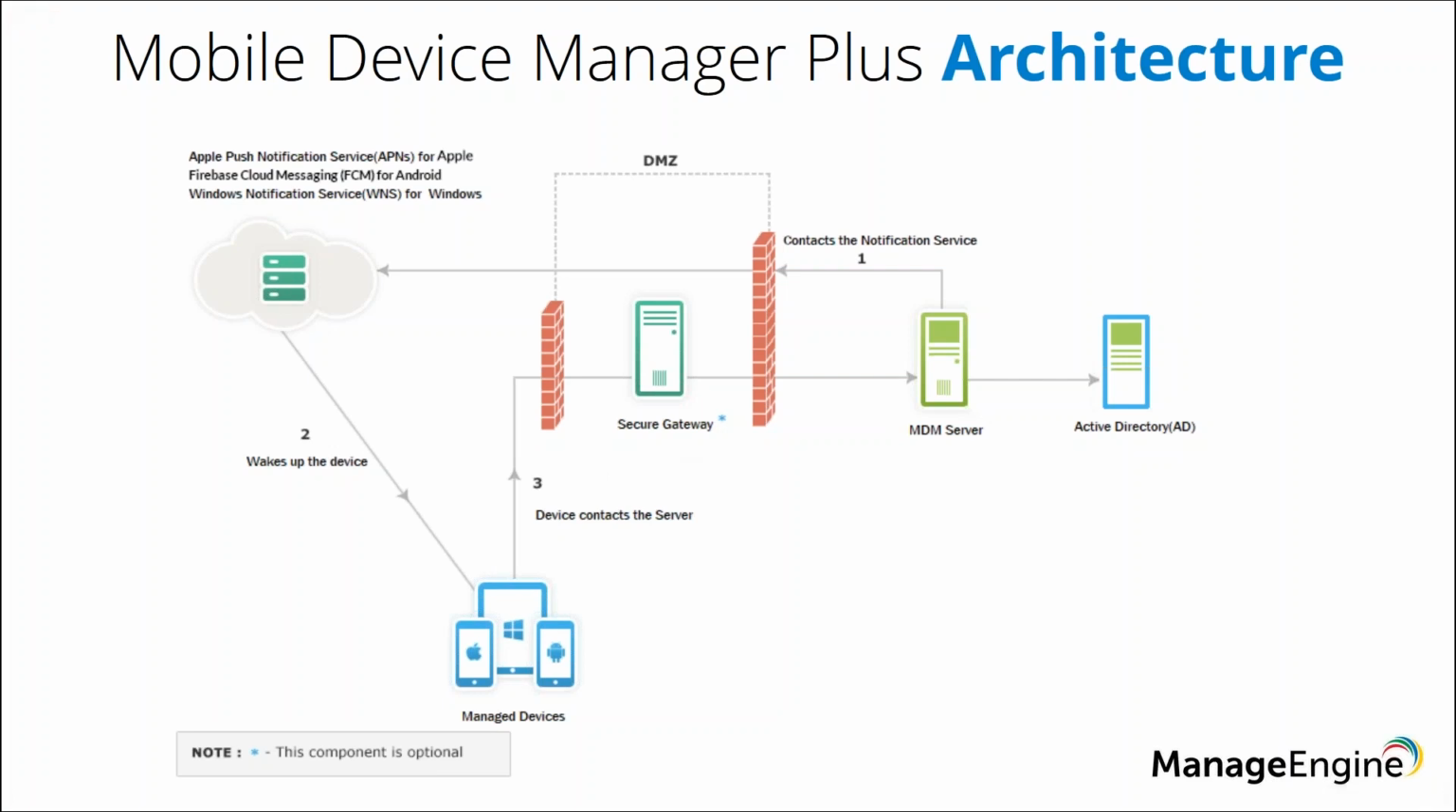And in case you are an on-premise customer and you don't want to expose your MDM server to the public internet, then you do have an external component called Secure Gateway, which will act like a relay server between your device and the server. So all the internet devices will try to communicate with the Secure Gateway, which will redirect the communications to the MDM server, thereby keeping this inside your corporate network.